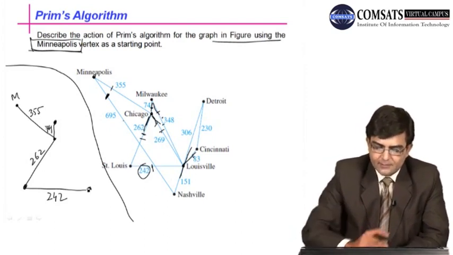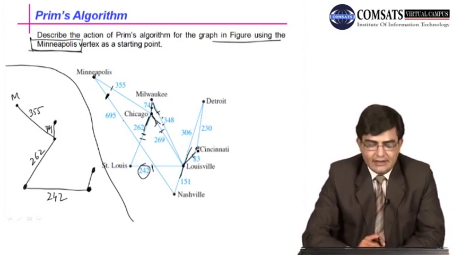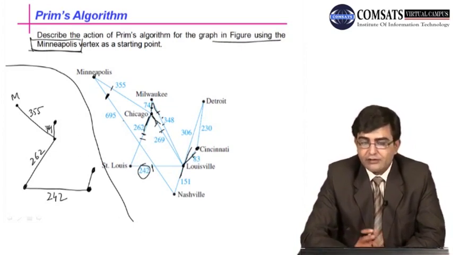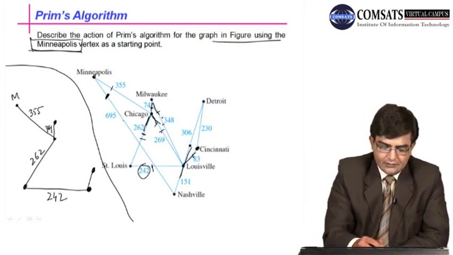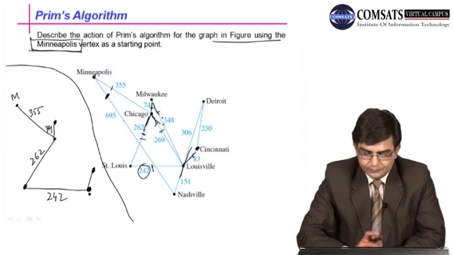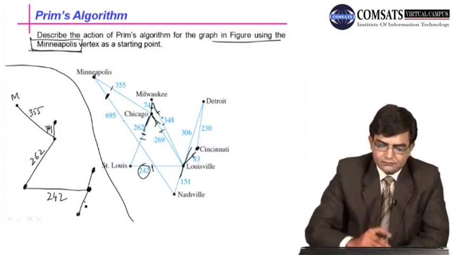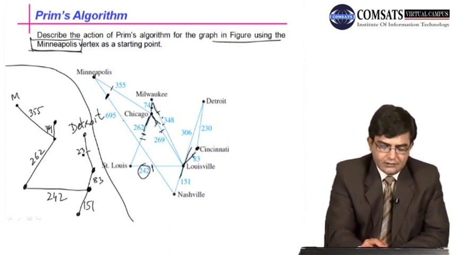So we connect this Louisville with it. Now we see all these vertices and the edges which are connected to these vertices, and we try to find the minimum weight. So this is basically 151. So we connect this with Nashville because the weight is 151. Here we have 83, and we connect it with Detroit, which has weight 230.